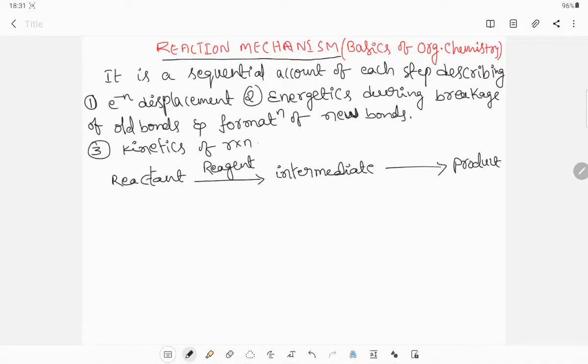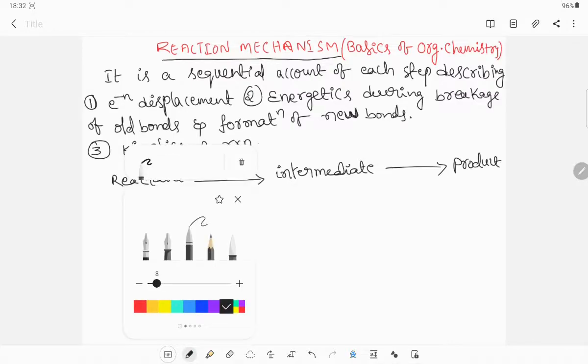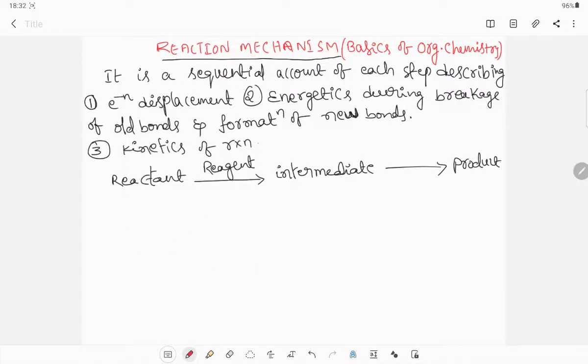Okay, students, our next topic is one of the parts in basic organic chemistry, that is reaction mechanism. Now, see here, the definition of reaction mechanism is: a sequential account of each and every step describing electronic displacements and energetics during breakage of old bonds and formation of new bonds, and kinetics of reaction.